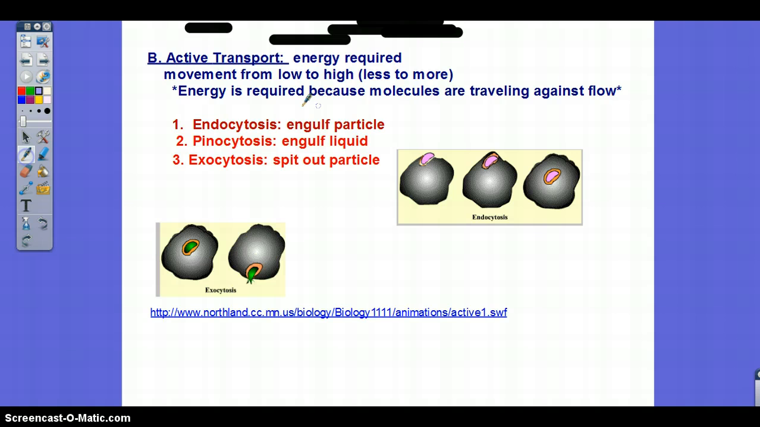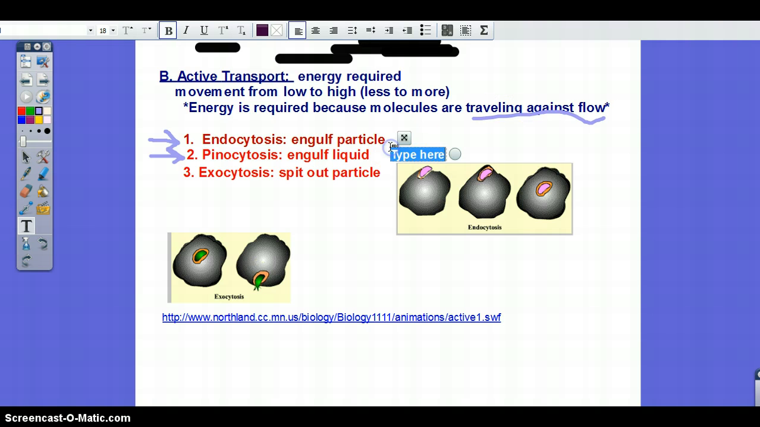Energy is required for this type of transport, which is called active transport, because molecules are traveling against their natural flow. There's three types. I want you to think of these two as molecules moving from an area of low to high, but they're moving inside the cell. Low to high inside the cell.